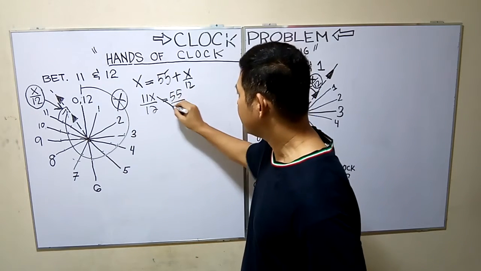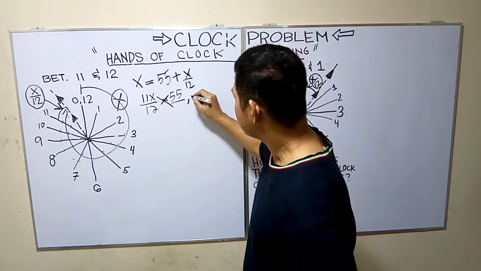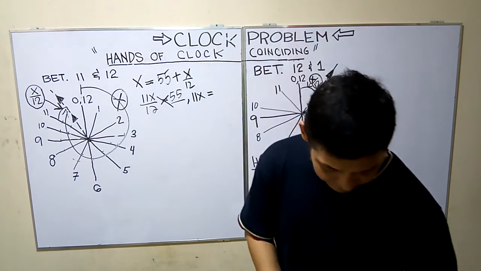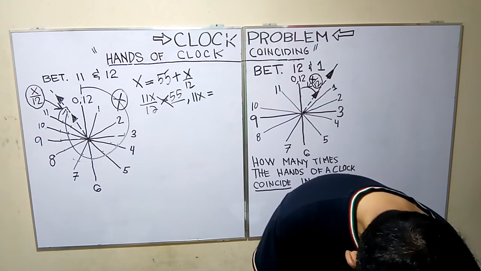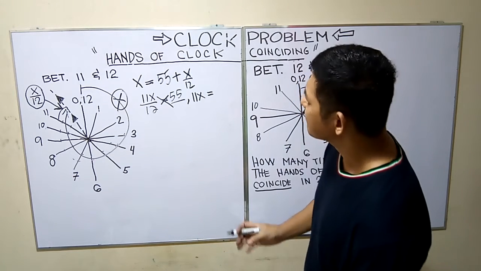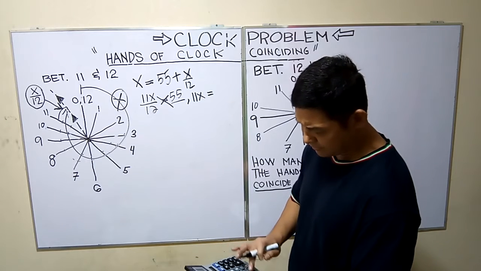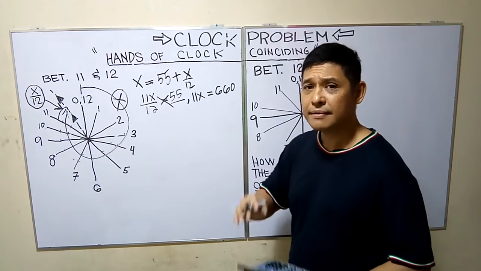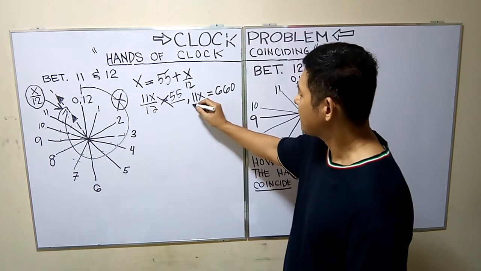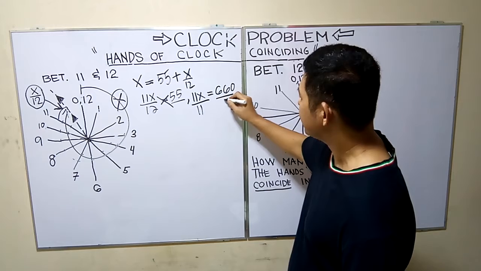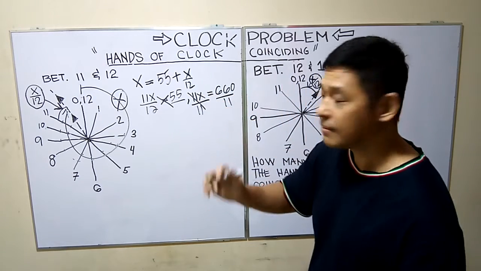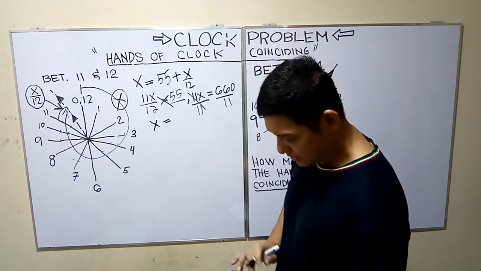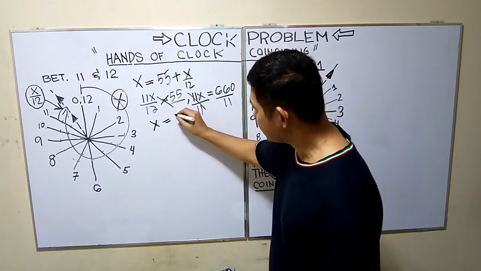Therefore, cross multiplication. So 11X equals to, gamitan natin ang calculator, 55 times 12 equivalent to 660. Then to get the value of X, divide both sides by 11. Therefore, maka-cancel yung dalawang 11. X is equals to 660 divided by 11, 60 minutes.